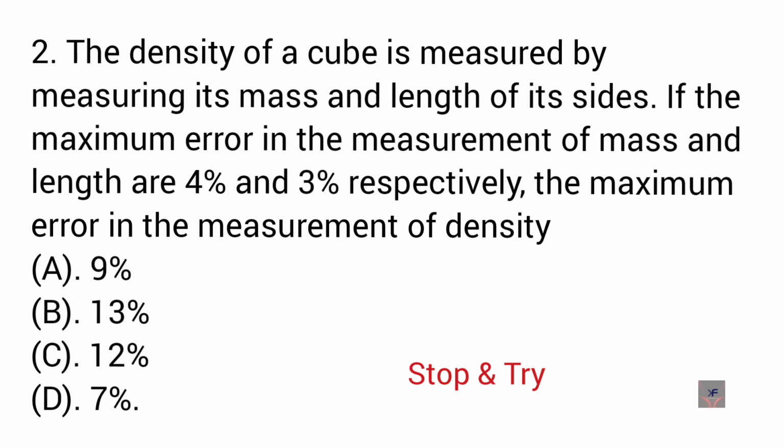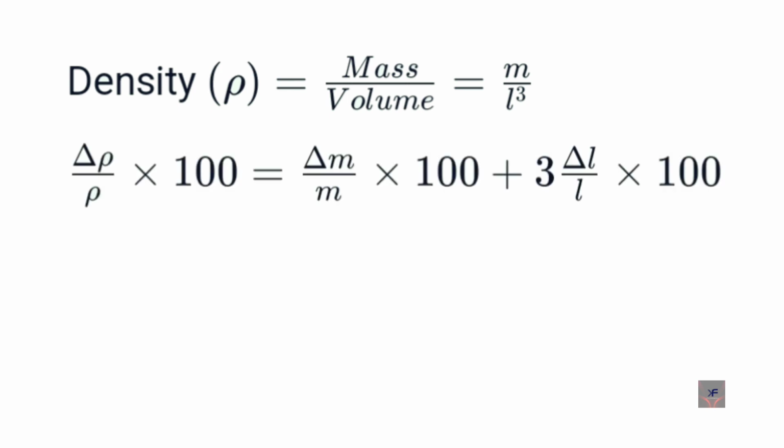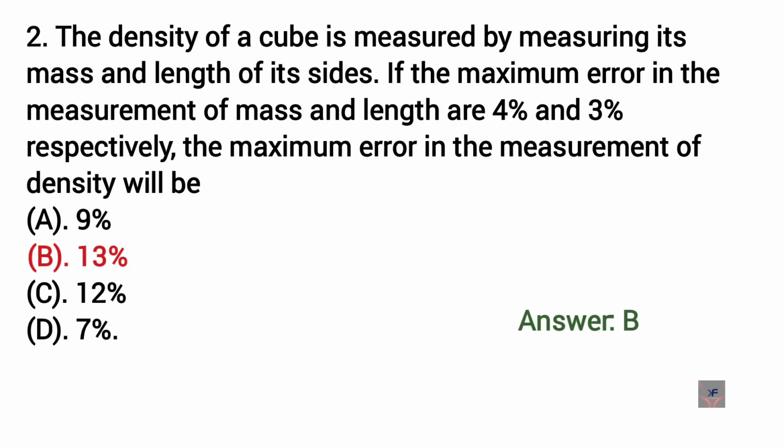Now let's see it. Density, ρ, equals mass divided by volume equals m divided by L cubed. Delta ρ divided by ρ into 100 equals delta m divided by m into 100 plus 3 delta L divided by L into 100. Substitute the values. You get 4% plus 3 into 3%, which equals 13%. So the correct option is B.